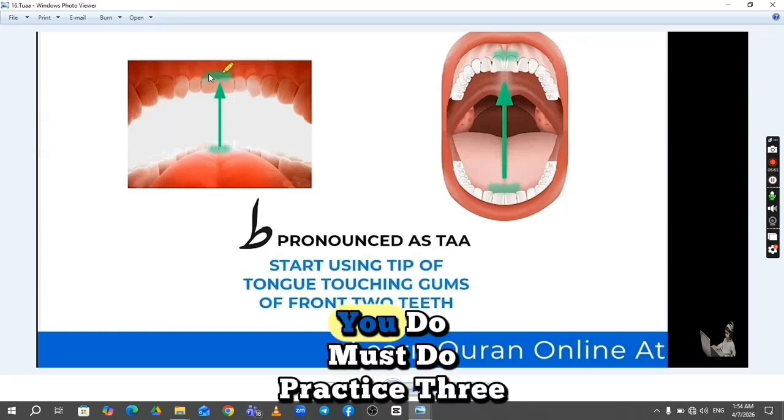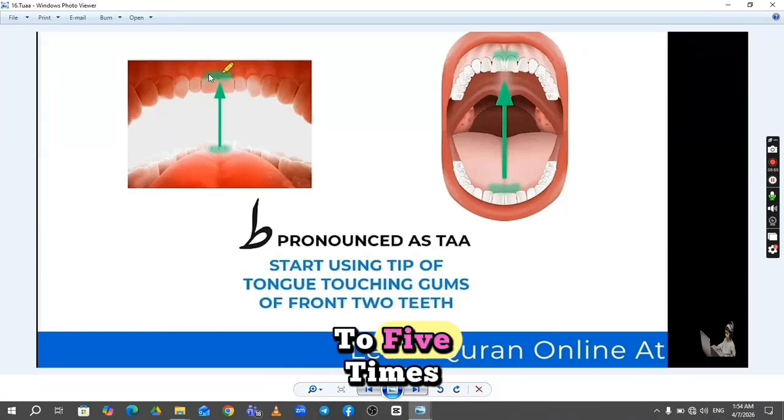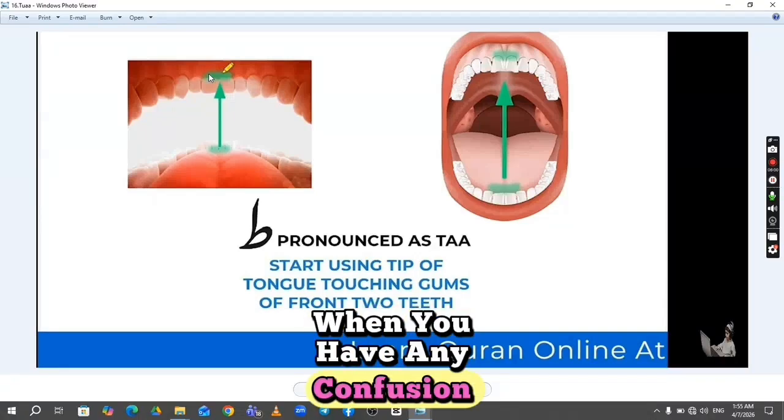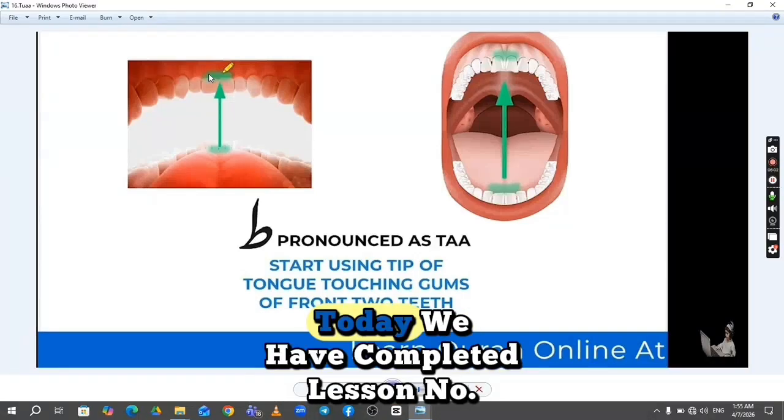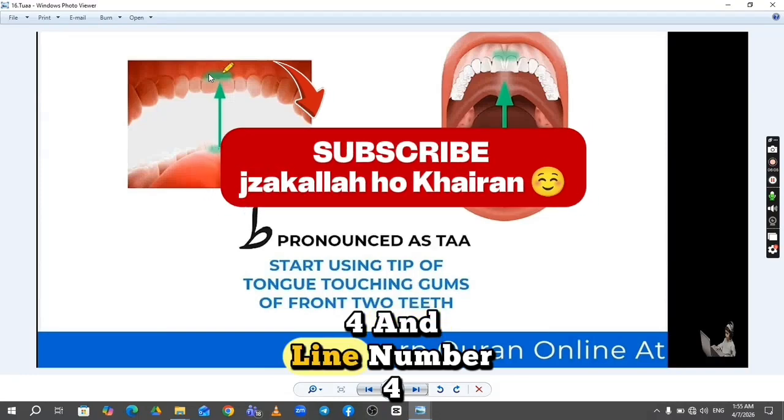Now please practice 3 to 5 times, and when you have any confusion, please tell me. Alhamdulillah, today we have completed lesson number 4.